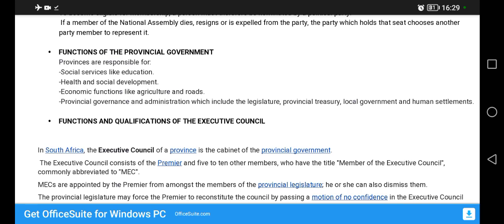So the functions of the provincial government here is that they are responsible to offer us social services like education, offering us health departments, offering us social development, offering us economic functions like agriculture and roads. So basically what they're talking about is that, remember, in South Africa we've got 9 different provinces. All of those are rich in certain, what's the word, outgivings, I can say.